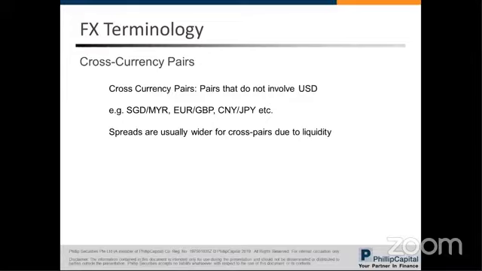One thing to take note of is that spreads are usually wider for cross pairs because of liquidity, meaning the number of buyers and sellers for these currency pairs. The major currencies involving the USD, euros or Japanese yen usually have a smaller spread compared to the other currencies. So this is something to take note of.